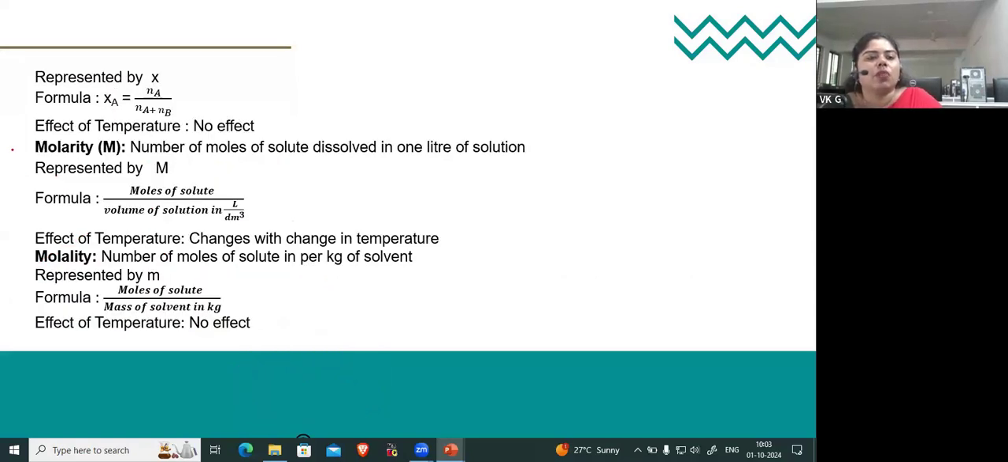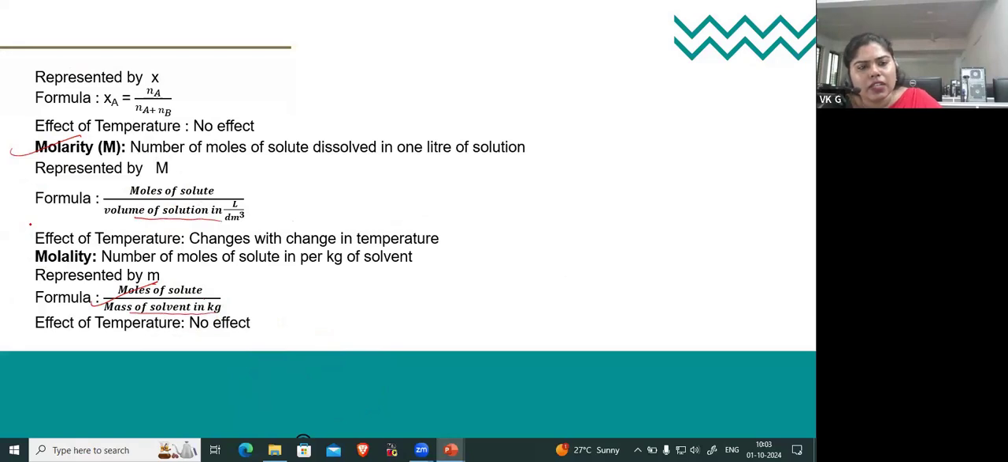Then you went to something called molarity, which is important. Molarity is number of moles of solute divided by volume of solution in liter, you studied. Then molality is number of moles of solute only, but divided by mass of solvent in kg. Here it is volume of solution in liter. Here it is mass of solvent in kg.